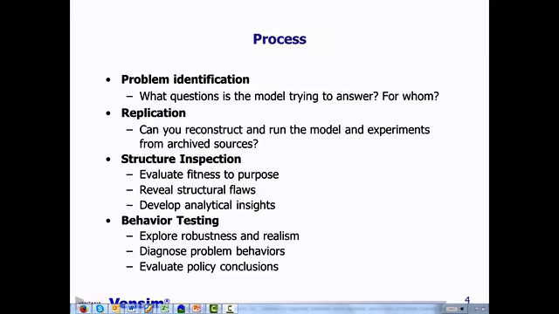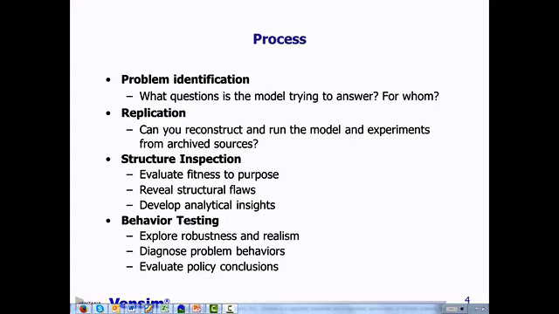The analysis process really breaks down into four major steps. First is identifying the problem that the model is trying to answer and for whom, and other circumstances of its intended use. Without that, you don't know how to judge decisions about aggregation and what's in and what's out, for example. If you don't have the model in hand, then you need to replicate it in some way so that you can actually run it and work with it.